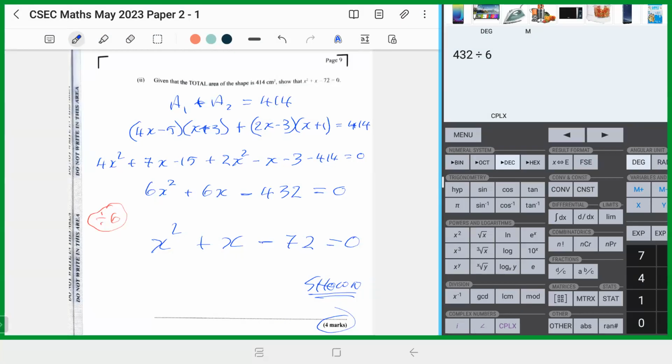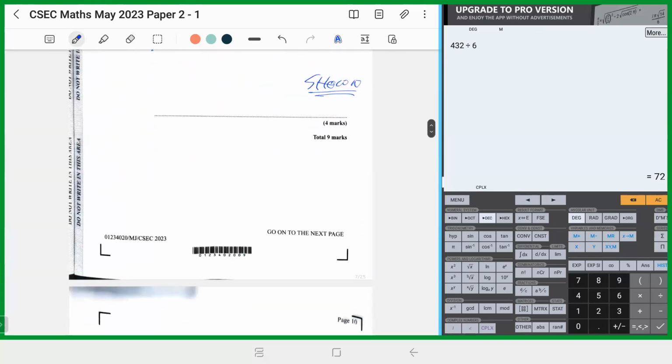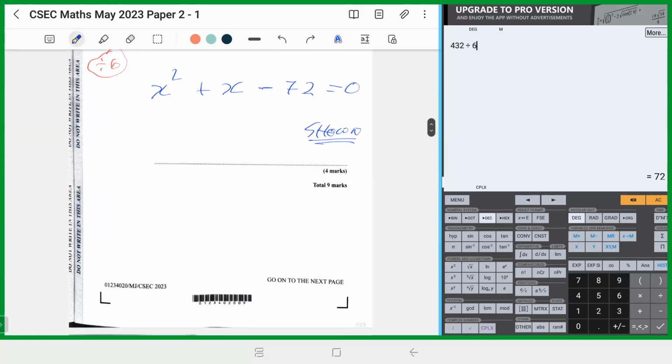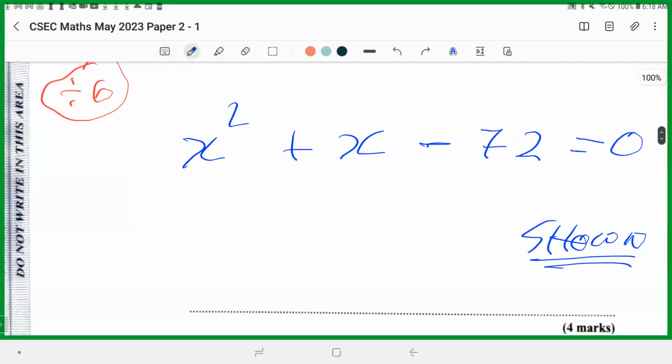All right, so that is shown. Do you want us to solve it? No, the question is right there. All right, so that finishes that question. Let's continue. Next one.